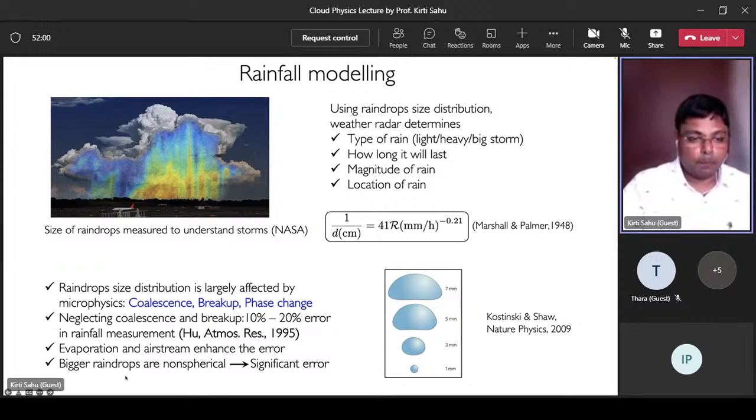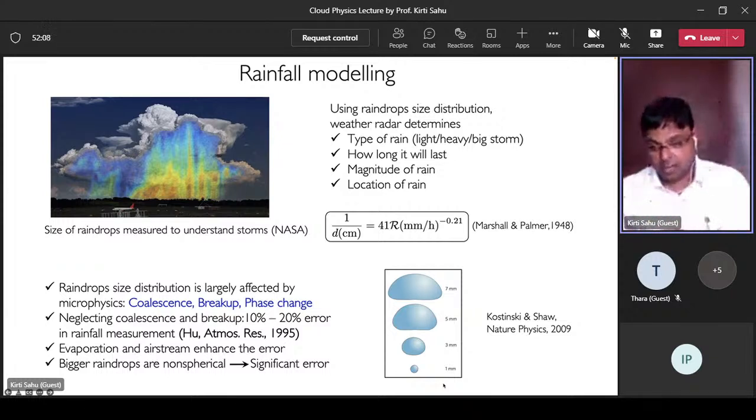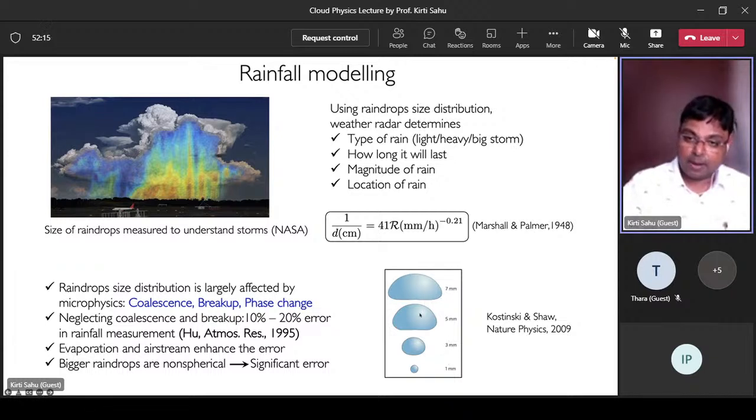Bigger raindrops are non-spherical. For example, if we have tiny droplets of 1 millimeter, due to surface tension they will be spherical in shape. But as we increase the size of the drops, they become non-spherical. This is a very simple shape I have drawn here, but it can be much more complex for a 7 millimeter droplet. Because they are non-spherical, it will introduce significant error in calculating the average diameters, and thereby the rainfall predictions will be erroneous.